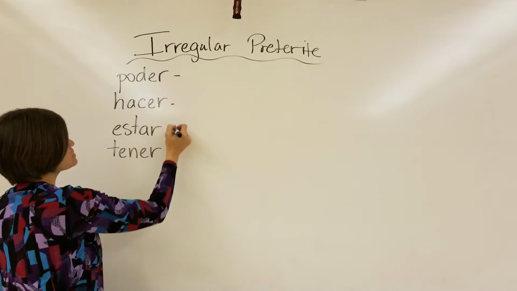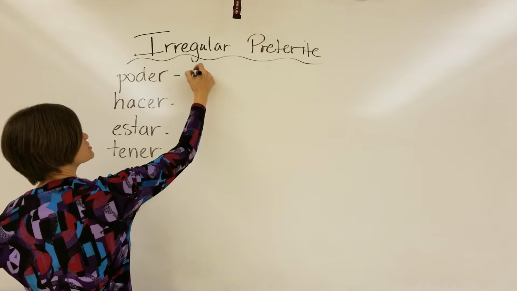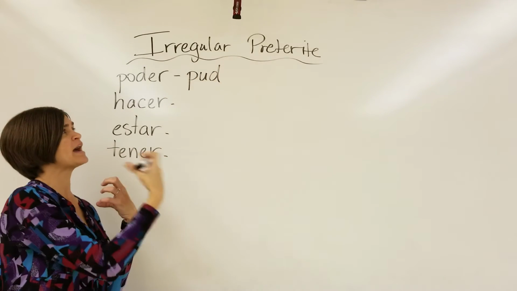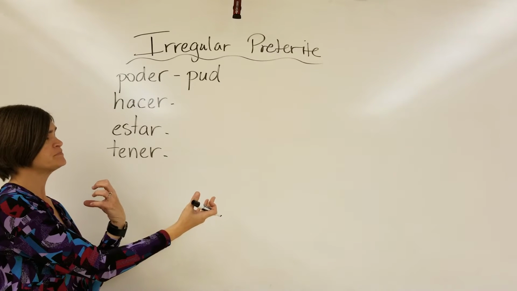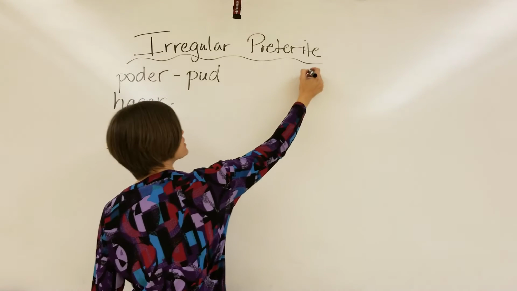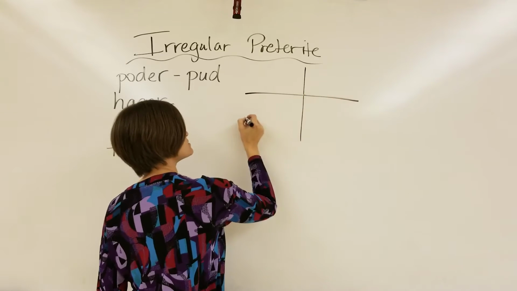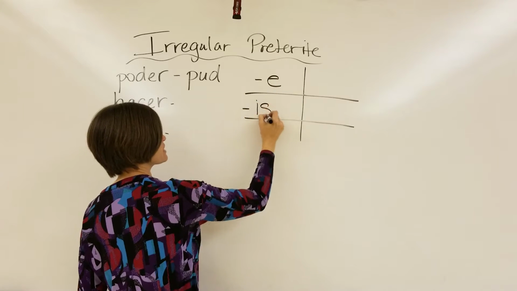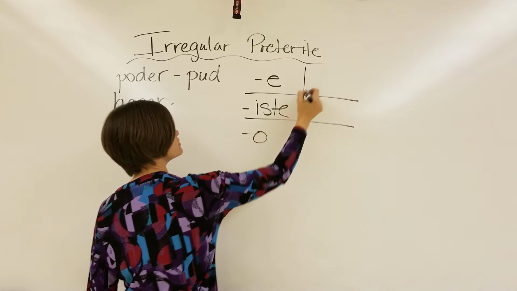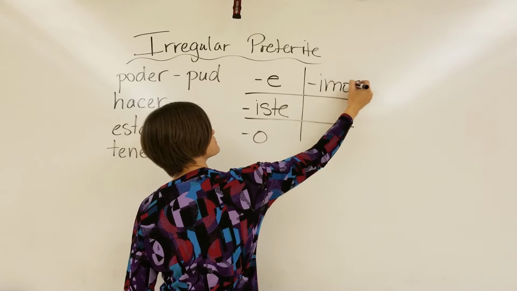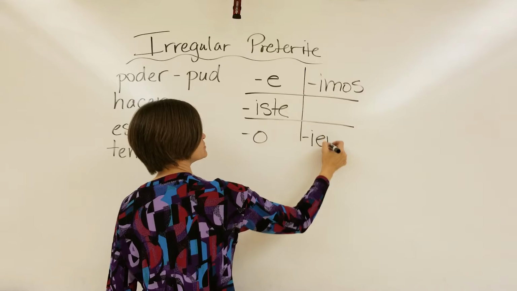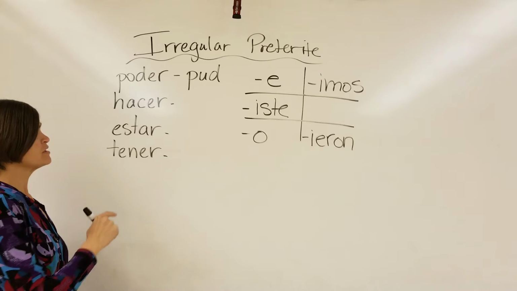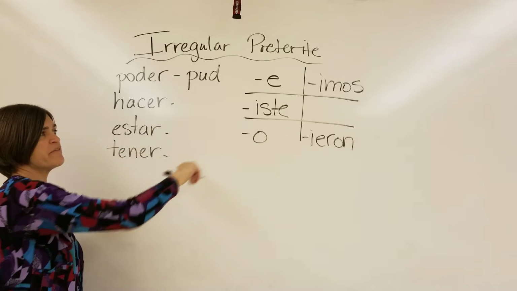We had to learn that each of them had a little stemmy that it turned into. So this became pud, and that was the stem that we added all of the endings to. The endings for a regular preterite have no accents. They are iste, o, imos, and ieron. So we add this little stemmy to whatever ending it is.